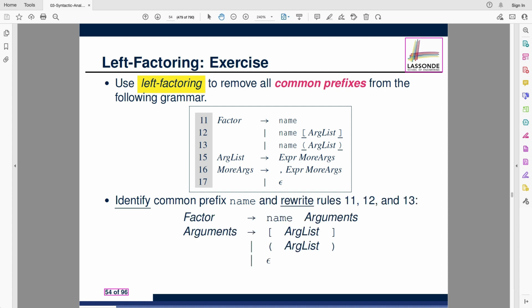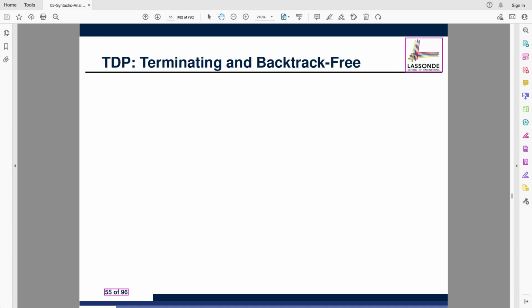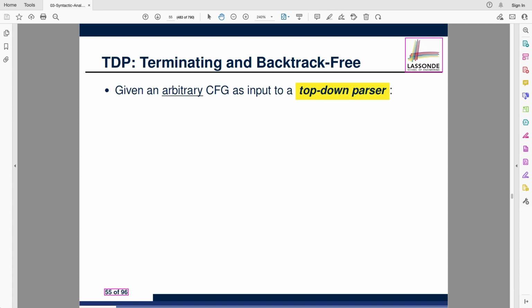And we have spoken about it, which is good. So let's now review quickly what we have seen. We're getting very close to the end of top-down parsing. Given an arbitrary grammar and a top-down parser, so far we talked about two issues. One is about termination. The other one is about backtracking.